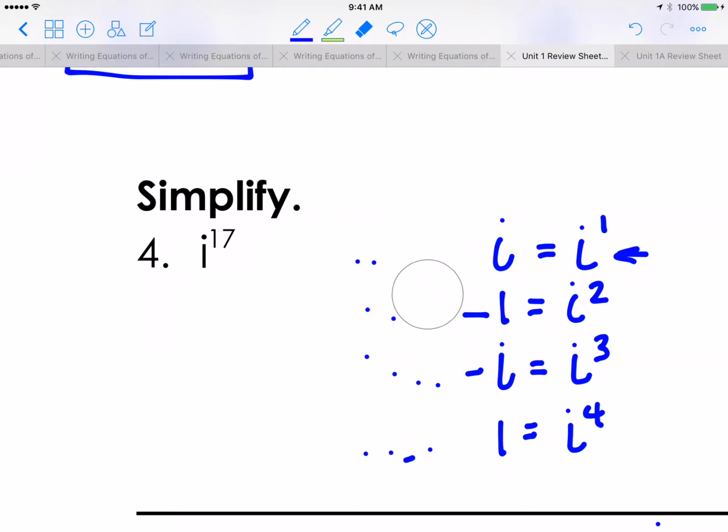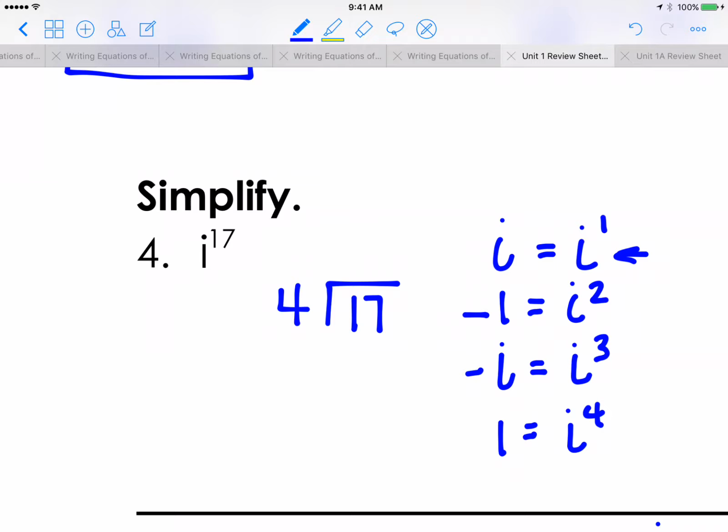So what if we didn't want to do that every time? There's another way that we can do this, and it might make a little bit more sense, but do whatever way that you want to do. So we could divide 17 by 4 because the 4 is repeating. We're repeating by 4s every time.